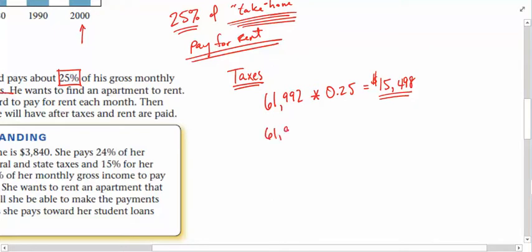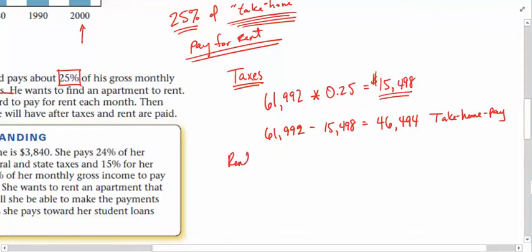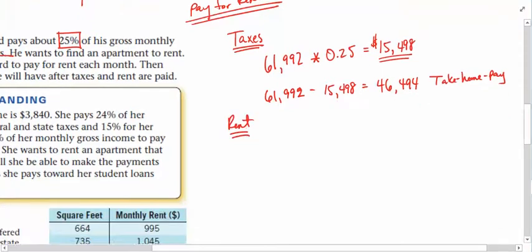So what that means is that his $61,992 salary, when deducted by $15,498 for taxes, leaves him with only $46,494 for take-home pay. Using this number, we can now calculate what Alex can afford in rent.